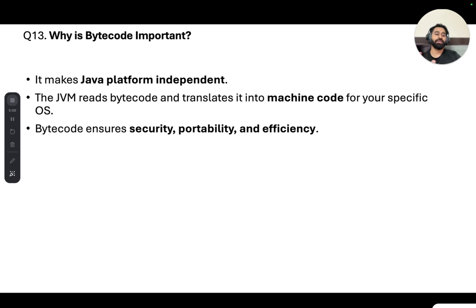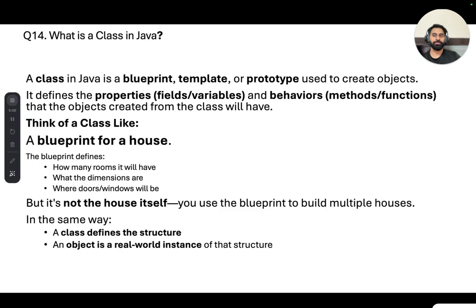Next question was, why is bytecode important? Because it makes Java platform independent. I already explained, the JVM reads bytecode and translates it into machine code for your specific OS. Bytecode ensures security, portability, and efficiency. This is what they want to hear from the candidate: it provides security, because bytecode is not readable by other platforms. For portability, you can use this bytecode to run on different OSes. And it is also more efficient. So that's why bytecode is important.